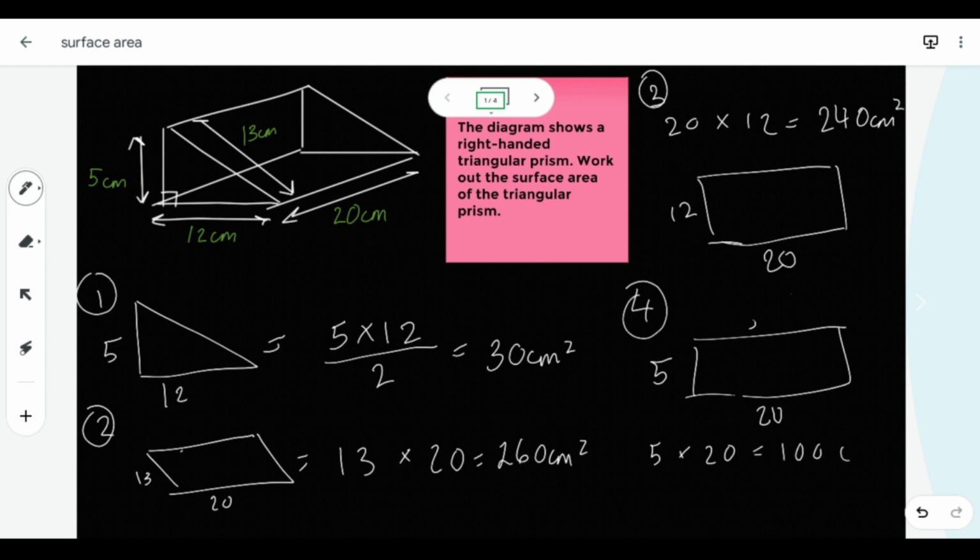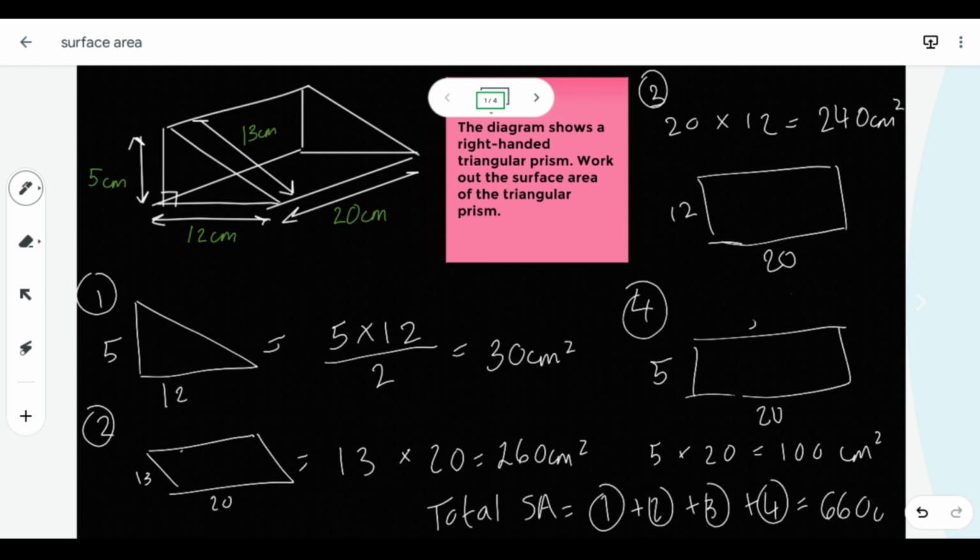Now finally, all we need to do to get the combined area of the whole shape, including all of the sides, so all of these, we add the areas together. So the total surface area is then 1 plus 2, 3, and 4. Adding all numbers together should give us a value of 660 centimeters squared. And that is your final answer.